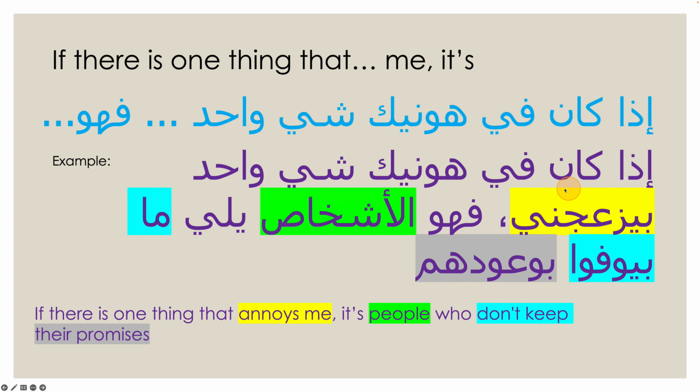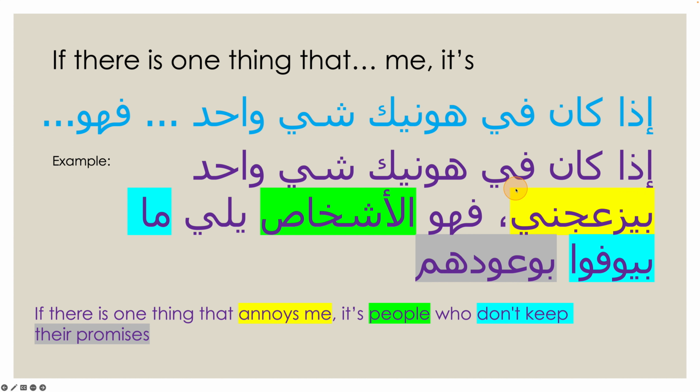إذا كان في هونيك شي واحد بيزعجني فهو الأشخاص, the people, يلي, who, ما بيوفوا, do not keep, بوعودهم, their promises. I'll give it one more read and you could read after me.